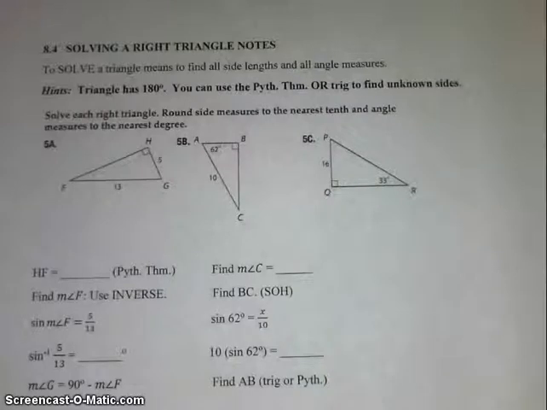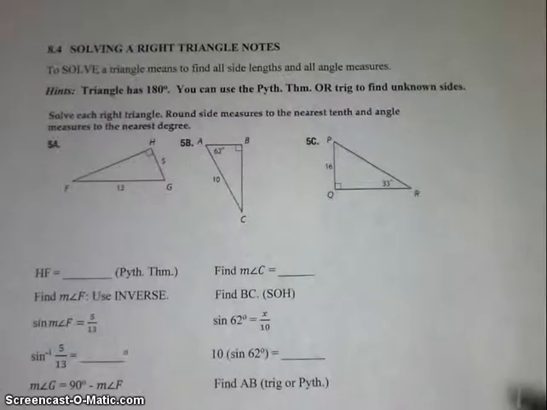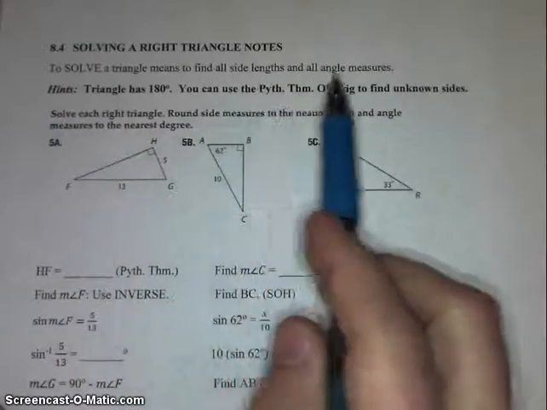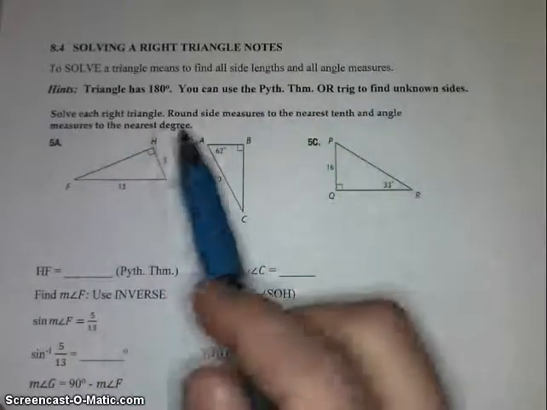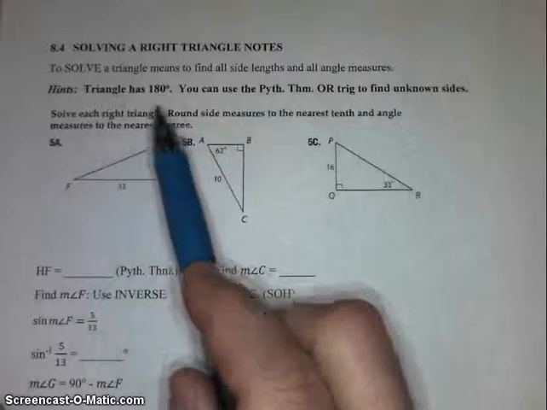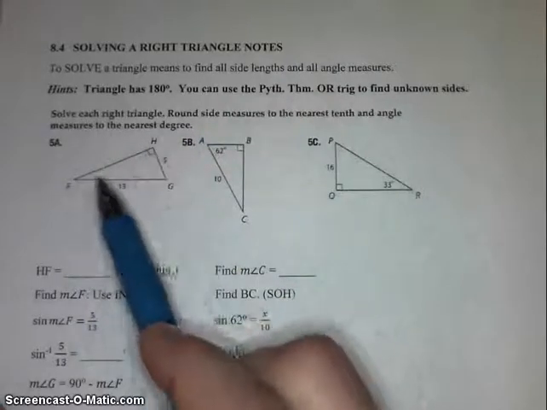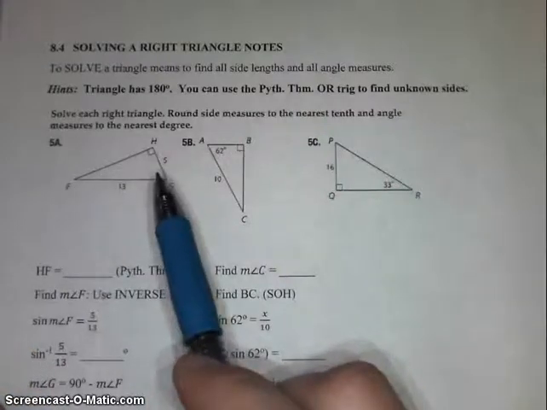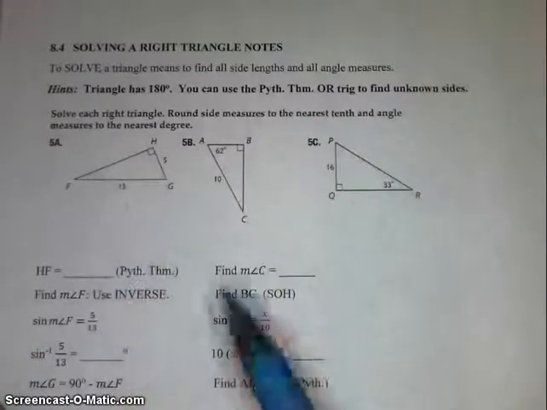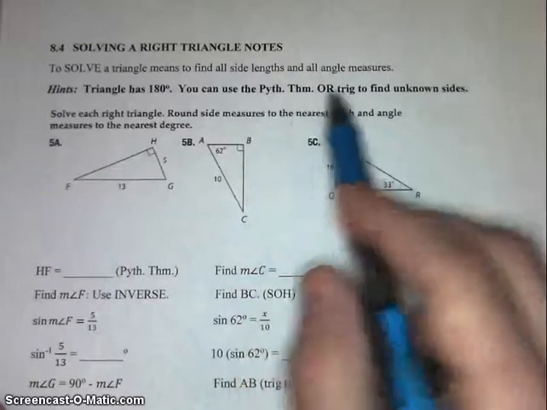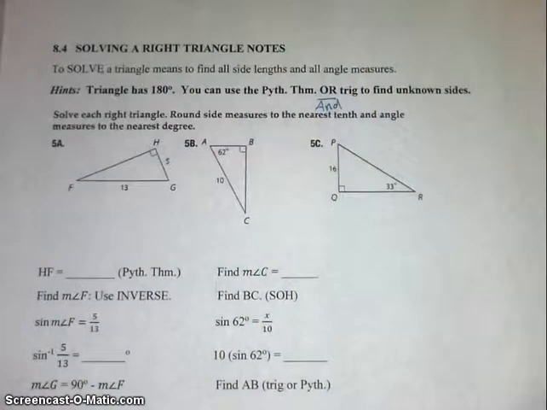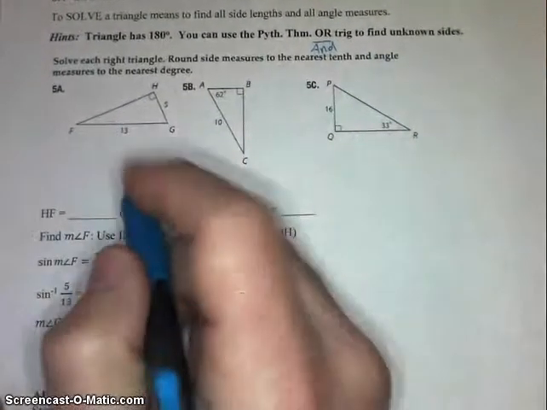So here's the information you need to have before you move on with solving a right triangle. Here are the notes we're going to take. Please follow along. To solve a triangle means to find all the side lengths and all the angle measures based on whatever you're given. Here are your hints. Triangles have 180 degrees of angle measures. So if it's a right triangle, the two acute angles add up to 90 degrees, so we can find angle measures that way. If I know one of the acute angles, I can subtract it from 90 to get the other acute angle. And we can use the Pythagorean theorem or trig to find unknown sides. Sometimes you might use both. So we're going to try and solve these triangles using the information we have.